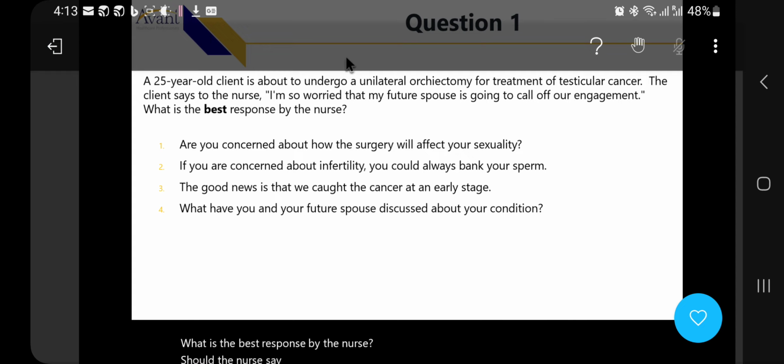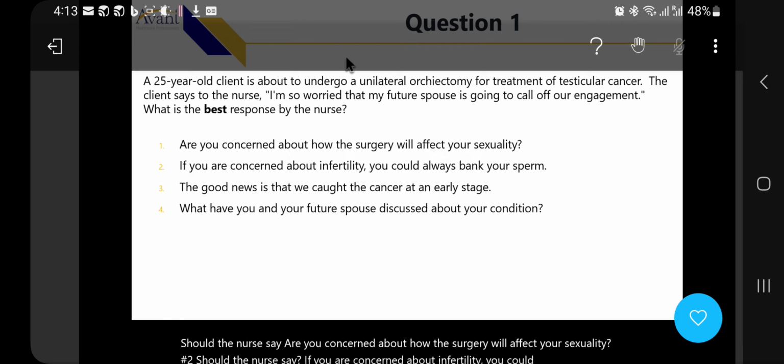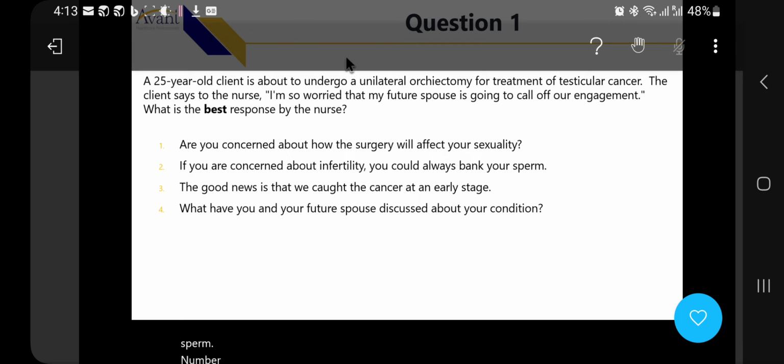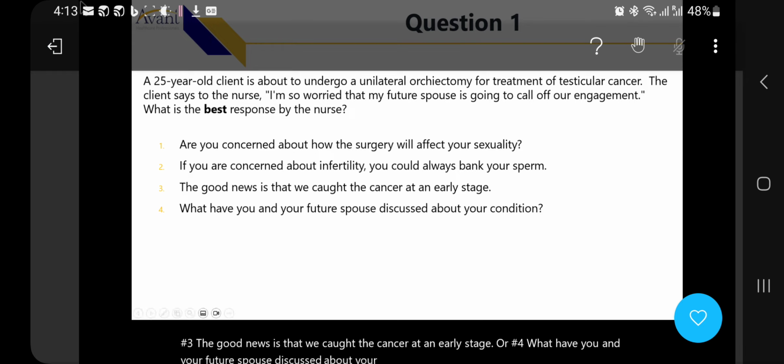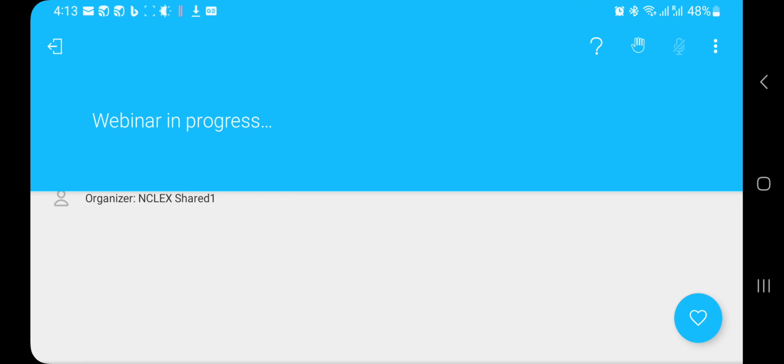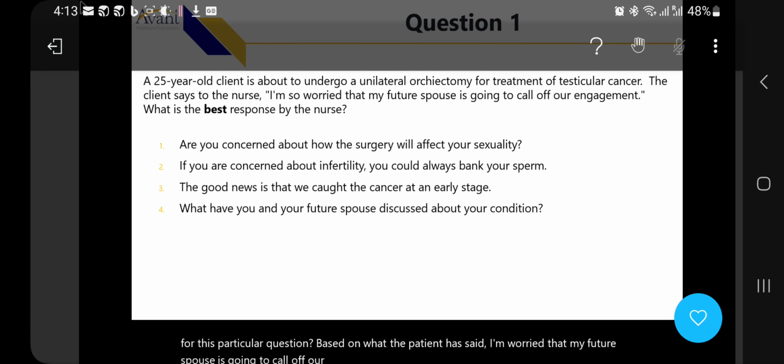Number 1, are you concerned about how the surgery will affect your sexuality? Number 2, if you are concerned about infertility, you could always bank your sperm. Number 3, the good news is that we caught the cancer at an early stage. Or number 4, what have you and your future spouse discussed about your condition? Which of these is the best answer choice for this particular question based on what the patient has said? I'm worried that my future spouse is going to call off our engagement.